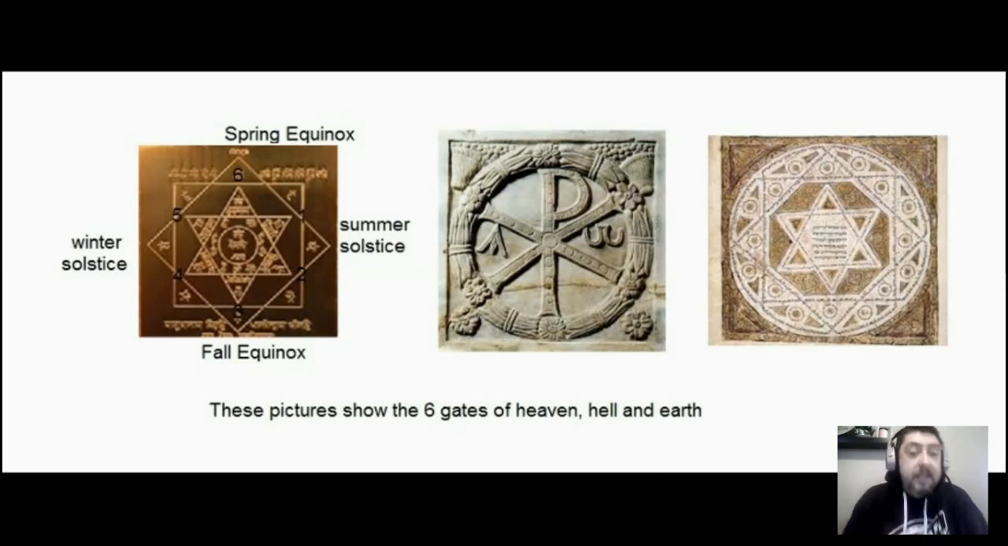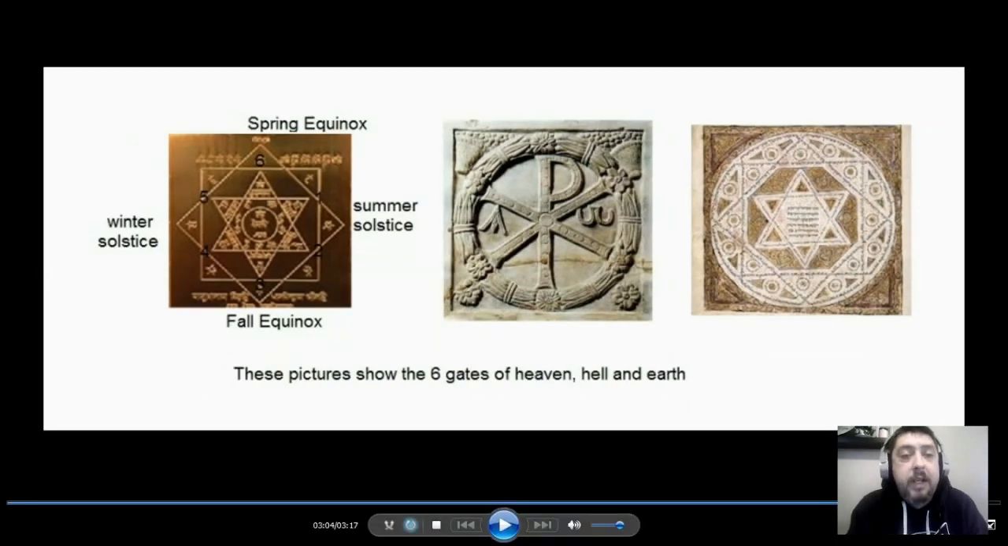And I've actually got them listed: 1, 2, 3, 4, 5, and 6. 3 and 6 are heaven, 2 and 5 are earth, and 1 and 4 are hell. And if you look at the chi row, which is the center picture, it also shows where the gates are. There's 6 gates to be found. You can find it through other forms of this stuff, but this is a very good example.